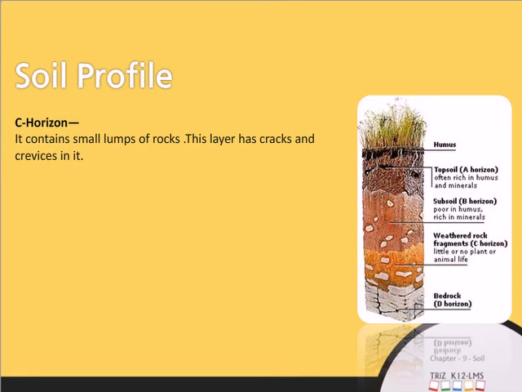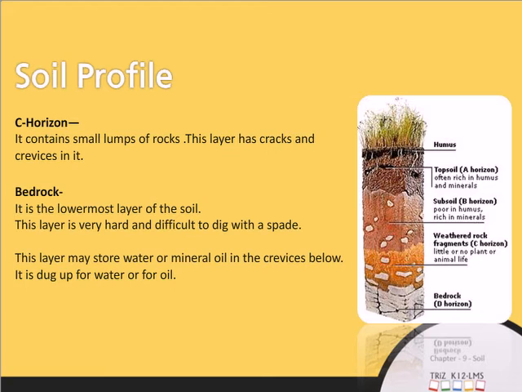C Horizon. It contains small lumps of rocks. This layer has cracks and crevices in it. Bedrock. It is the lowermost layer of the soil. This layer is very hard and difficult to dig with a spade. This layer may store water or mineral oil in the crevices below. It is dug up for water or for oil.